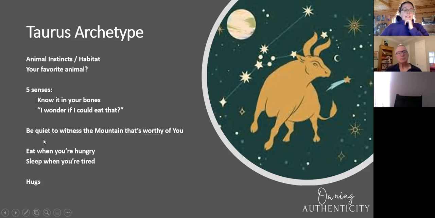Eat when you're hungry, sleep when you're tired. That's the essential animal instinct side of Taurus. You think about a house cat. My house cats come and get like 2 bites of food at a time, and they do that like 12 times a day. They don't need to sit down for a whole meal. They just get one little bite. Yep, that's all I needed.